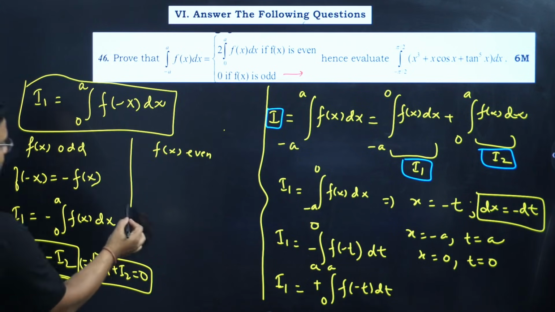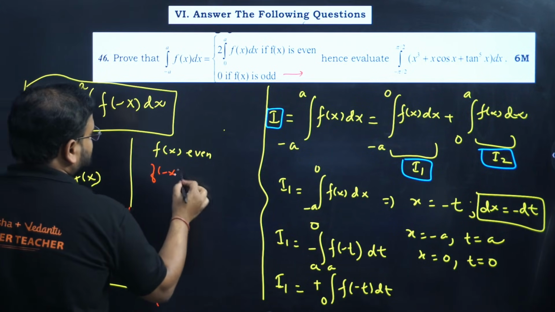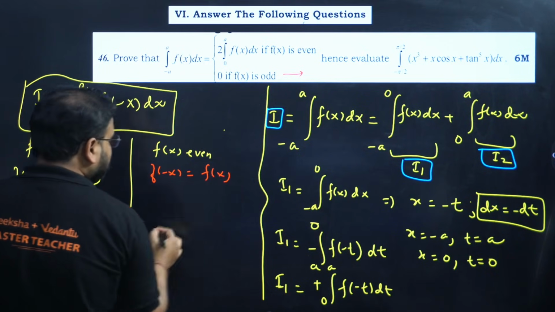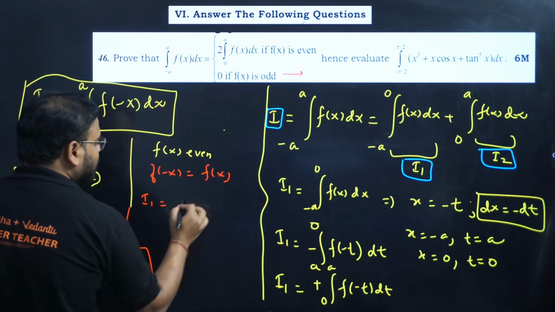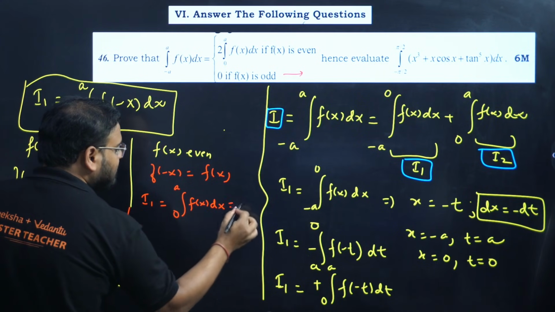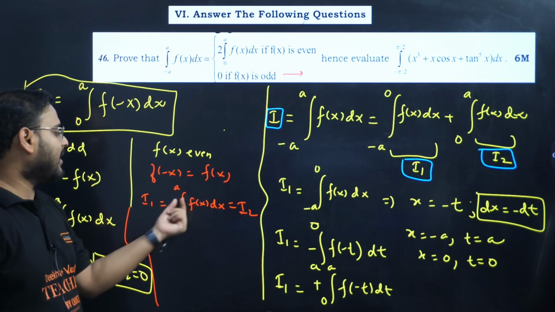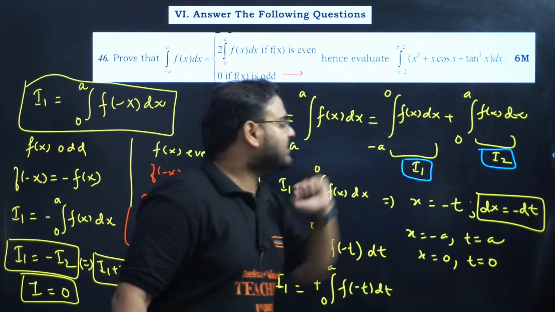Let's continue with the even side. In the even we have f of minus x equals to f of x. So you get I1 as what? 0 to a f of x dx, which is nothing but I2. Check. The negative becomes positive, right? So we'll have f of x dx, which is same as I2.